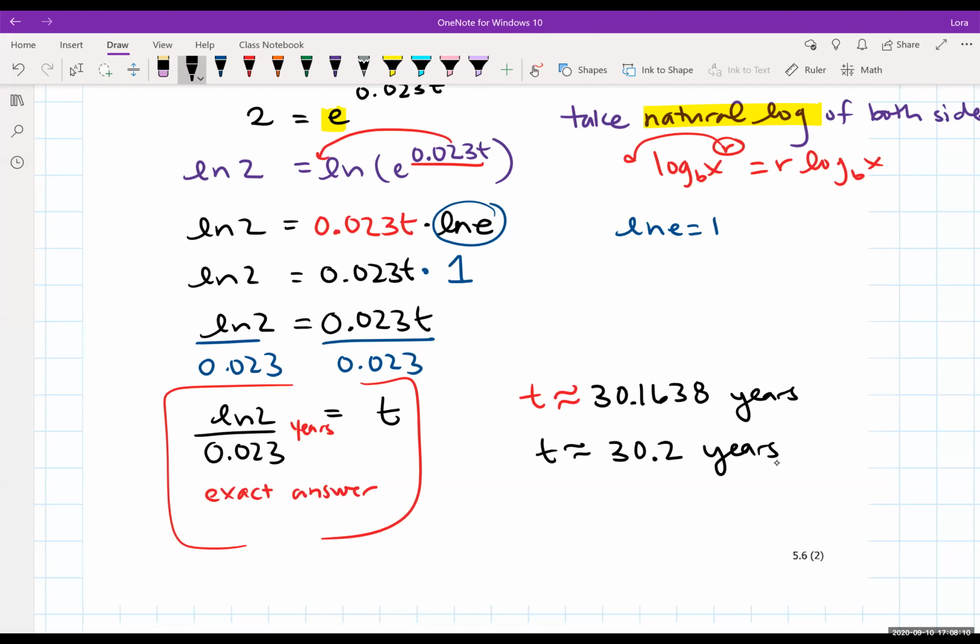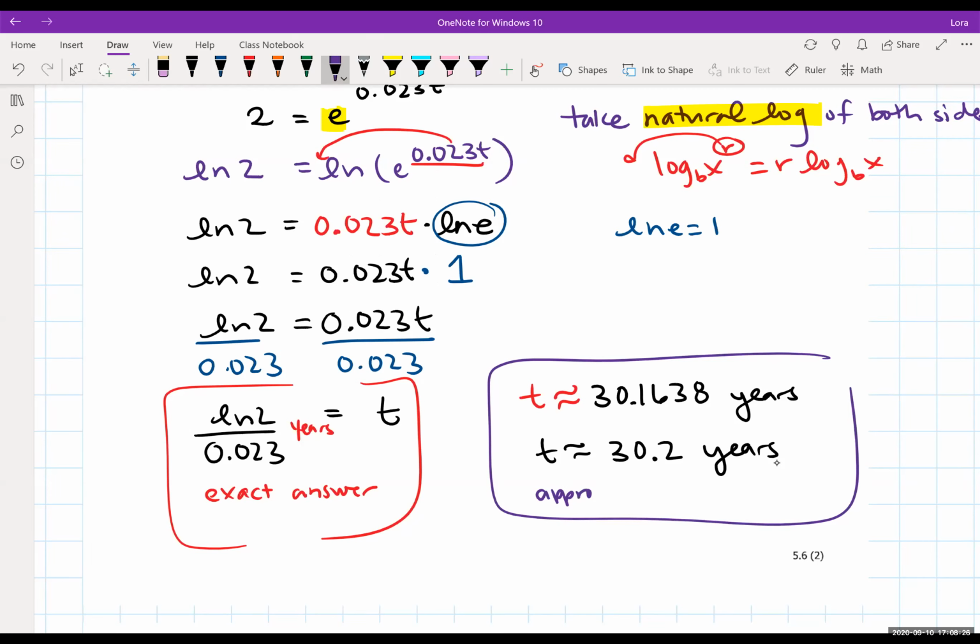So if you ever have to use a value for a future calculation, you probably want to stick with the exact answer. But like I said, for our purposes, we're going to go with the approximate answer because we are done. There's nothing else to figure out. And plus, it's so much nicer to think in 30 years, as opposed to ln 2 divided by 0.023 years. That really makes no sense. So answer these with approximations. Just be careful if they ask for particular decimal places to round to. Hope this helps. I will see you in the next example.